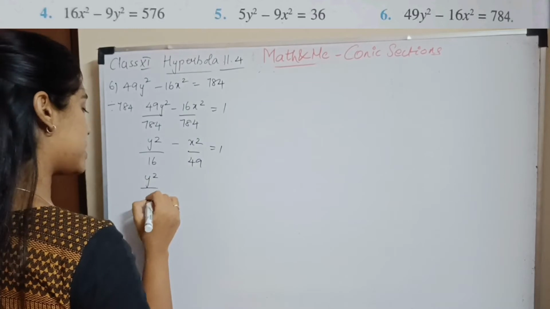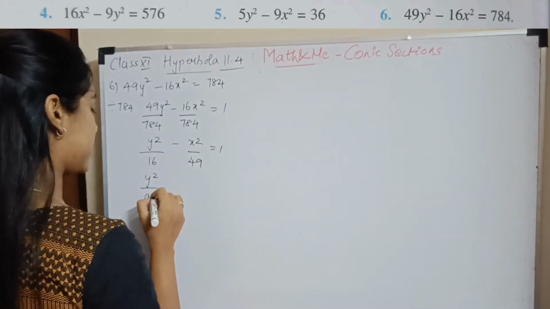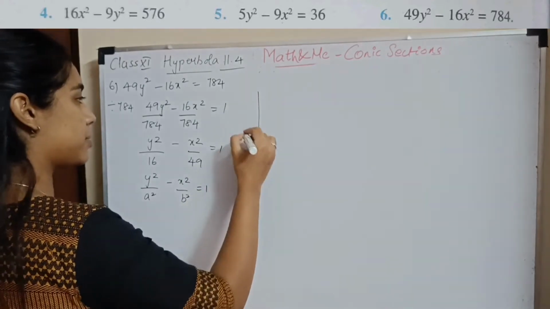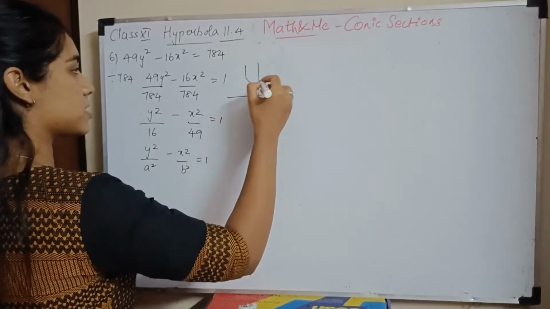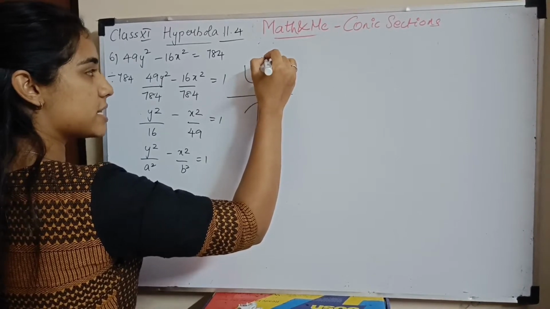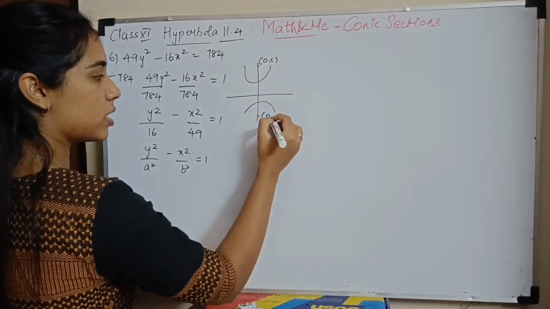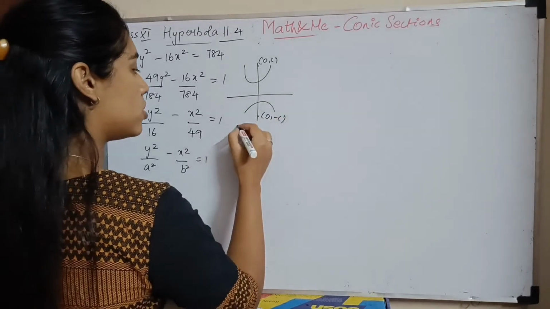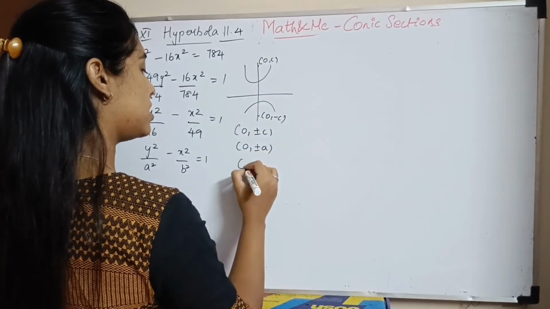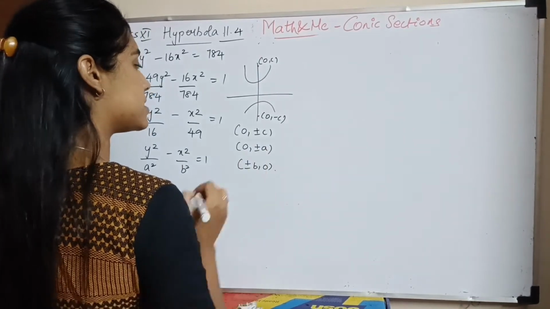This is of the form y square divided by a square minus x square divided by b square equals 1. So how does your hyperbola look like? It is along the y-axis. So it looks like this. Where is your foci? This is 0, c and this is 0, minus c. So the points are 0, plus or minus c, 0, plus or minus a, plus or minus b, 0.